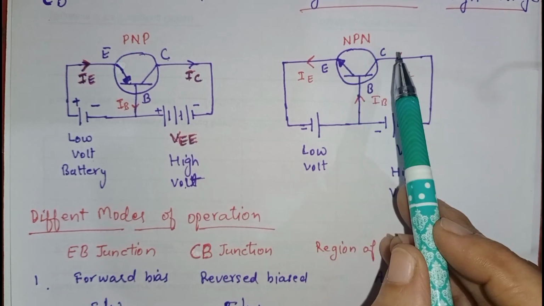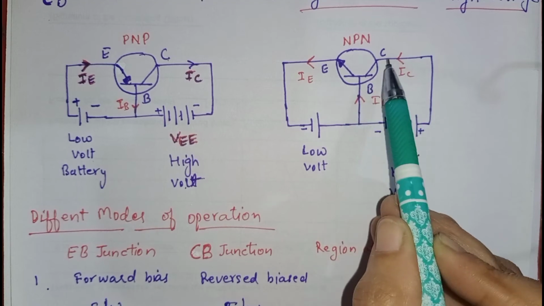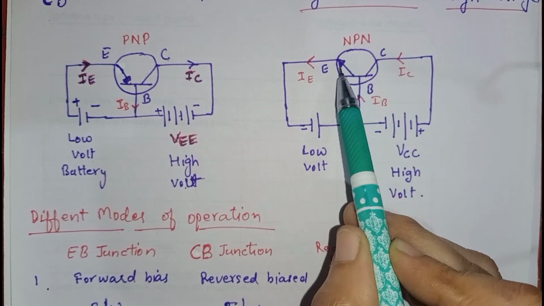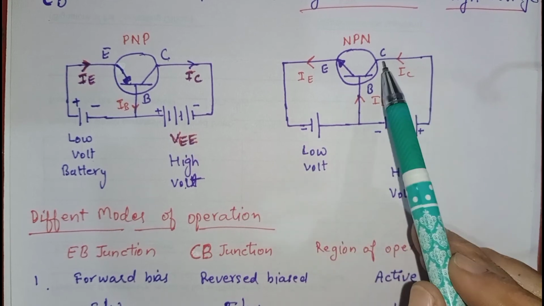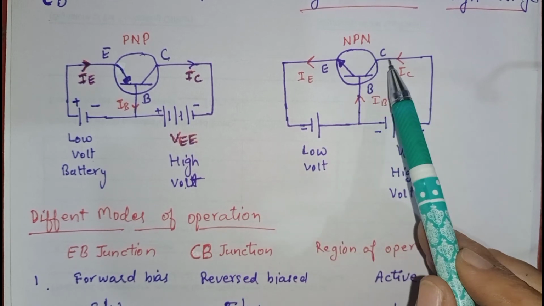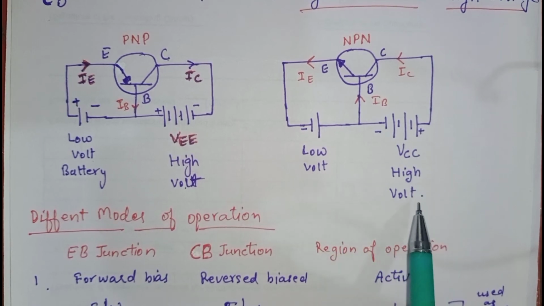Similarly, in NPN transistor, this is emitter, this is base and this is collector. This N region is connected to the negative terminal, so it is forward bias, and this collector region is N type, so it is connected to the positive terminal of the battery. So it is low voltage here and high voltage there.